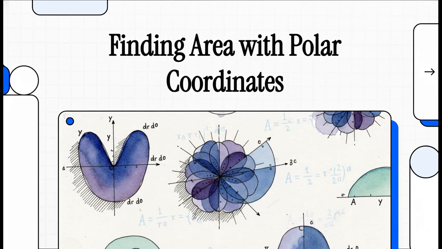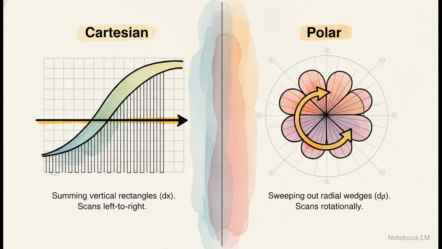Let's get into it. So, you're probably a pro at finding area the old-fashioned way, right? In Cartesian coordinates. You just sum up a bunch of super thin vertical rectangles moving from left to right. Well, for polar coordinates, I need you to throw that idea out the window. We have to completely change how we think.